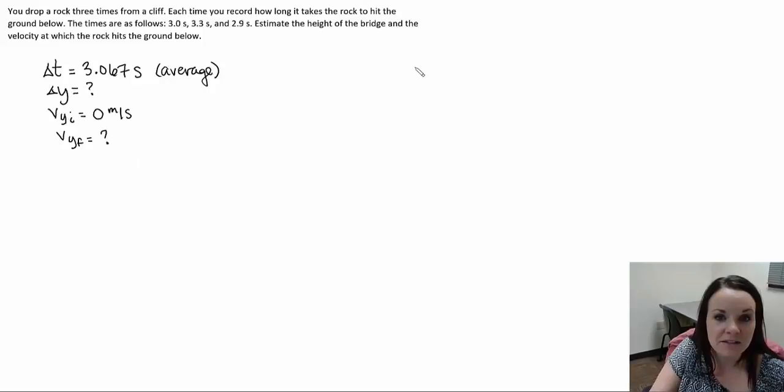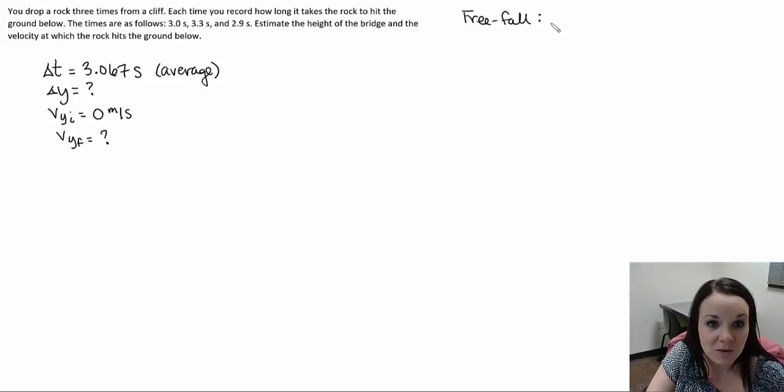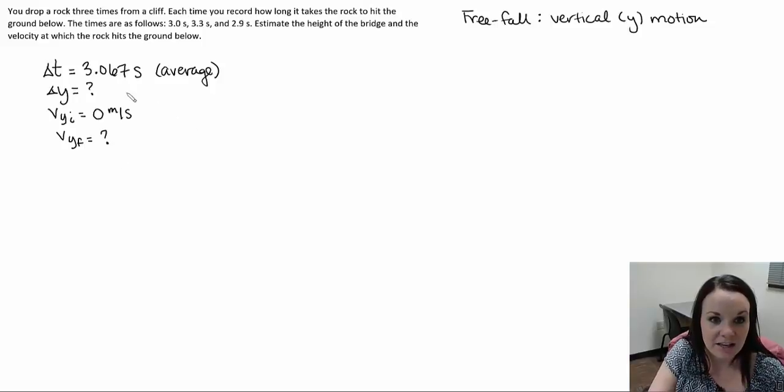Now, the reason I'm using the subscript y is because this is a free fall problem, something that's falling through the air in what we call free fall. It's only acted upon by gravity. And so this only uses the vertical, or the y, motion. So when we look at our equations, we're going to look for the ones that involve y. So now that we have a list of everything that's given to us, as well as what we're trying to find, let's search for an equation that will help us get there.